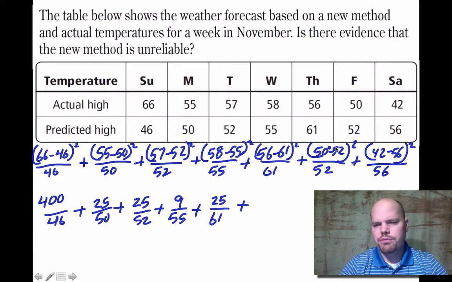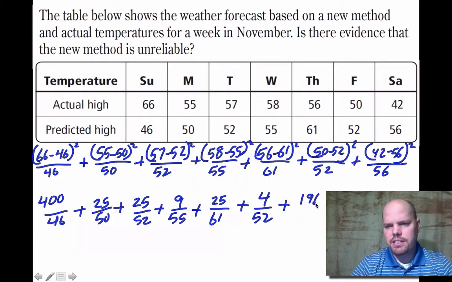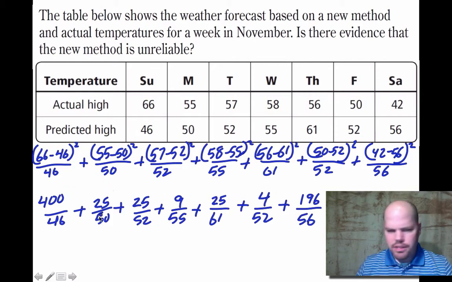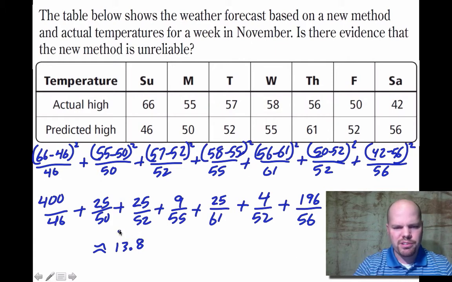Plus difference of -2. -2 squared is 4, 4 over 52. And plus the last one, a difference of -14. -14 squared is 196 over 56. If you add those all up, what do you get as a decimal? It's about 13.8. You don't have to go to too many decimal places. We just need the ballpark answer. So nearest tenth is usually fine. So a chi-square statistic value of 13.8.